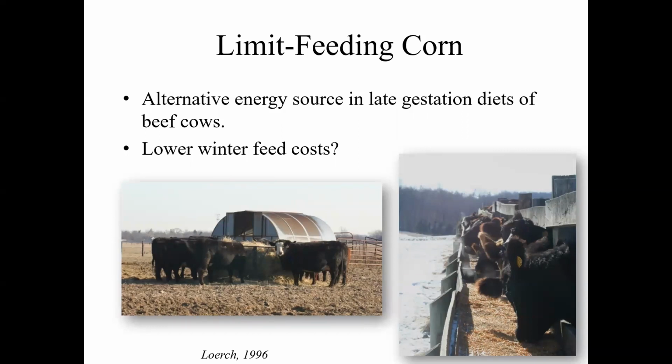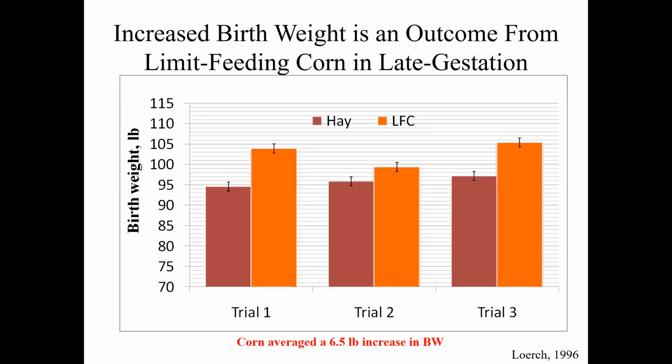One study looked at feeding corn as an alternative energy source. Three separate studies were done where they looked at either feeding hay ad libitum or limit-fed corn at about 8 to 10 pounds per head per day to reach the same energy intake as the cows consuming hay.